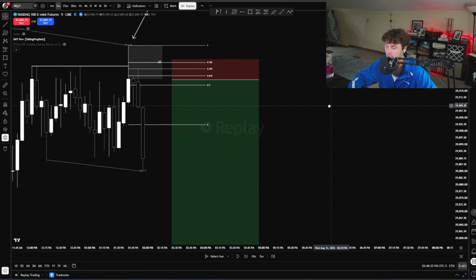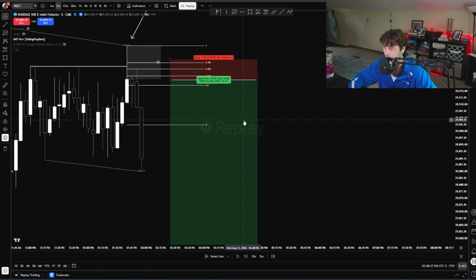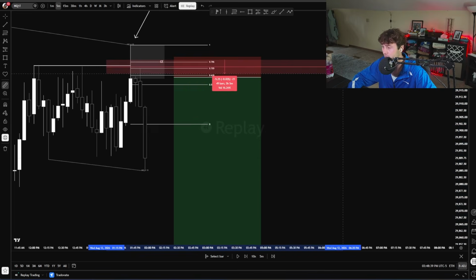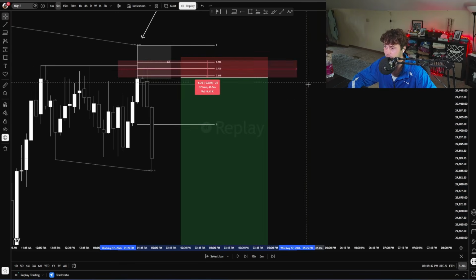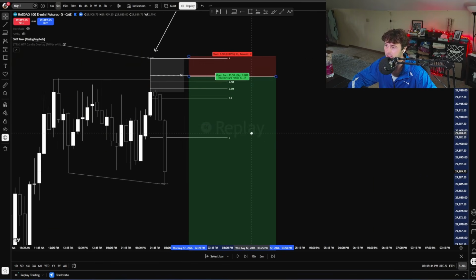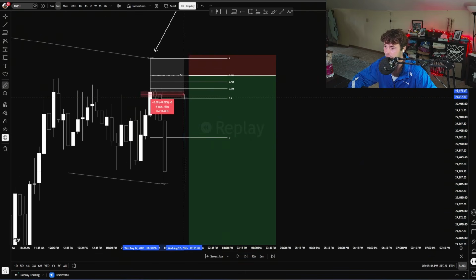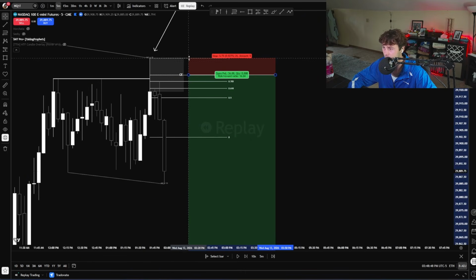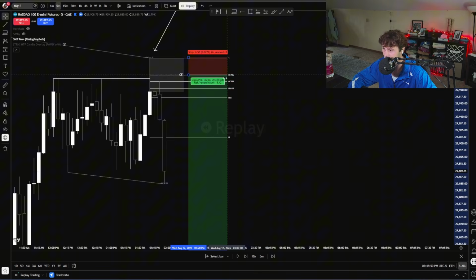Now, another thing that you can do, if you have a lot of confluences at this 786 level, like right now we have this, let's imagine there was something else here, like previous day high or something, something else is aligned with the CE, right? What you can do is just limit the CE instead of the start of the rejection block, and then put your stop loss at the high. This is going to be the safest bet.